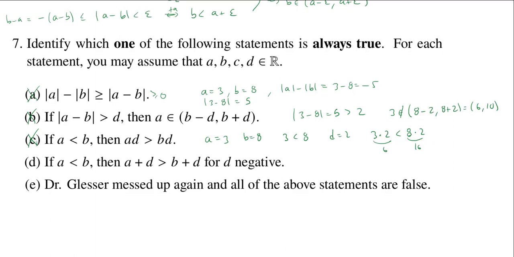Okay, part D. If A is less than B, then A plus D is greater than B plus D for D negative. Well, let's see. If I take 3 less than 8, that is still a good example for A and B, and I add a negative number, does it change the inequality? Well, let's make D equal to, I don't know, negative 2. Then I would have 3 plus negative 2 and 8 plus negative 2. But 3 plus negative 2 is 1, and 8 plus negative 2 is 6, and 1 is still less than 6. It did not change the order of the inequality, so it's not D.